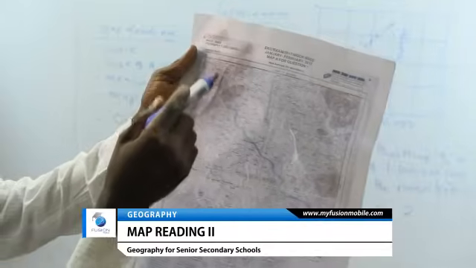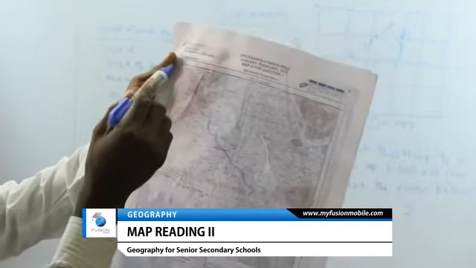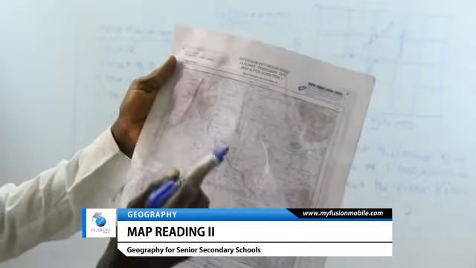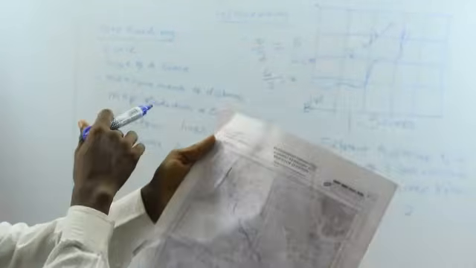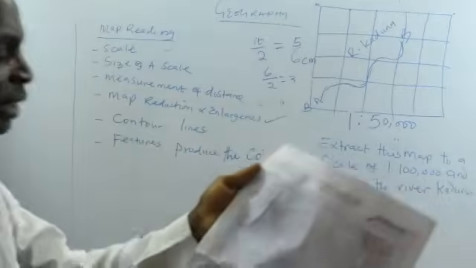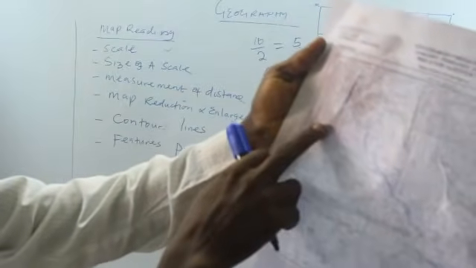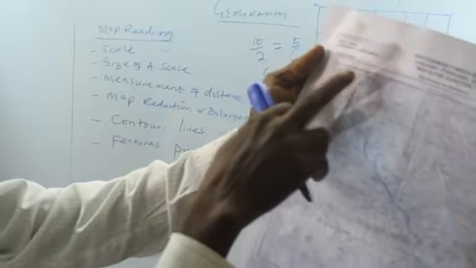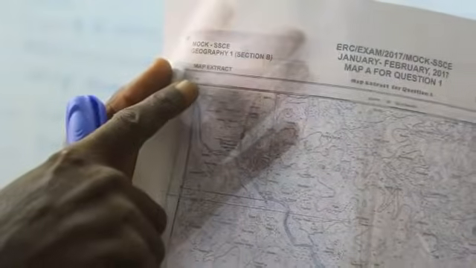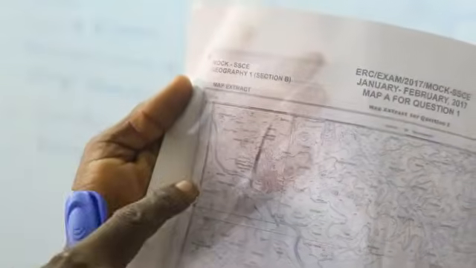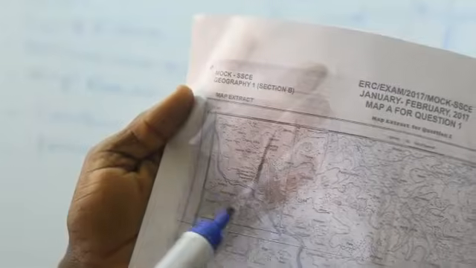So in dividing the map into grids, you don't divide the whole map. You divide only the section that concerns the features you are asked to replicate in your new map. For instance, look at this map. Here we have the whole of the map, but there is a section that is mapped out here. Look at point A, point B, point C, point D.